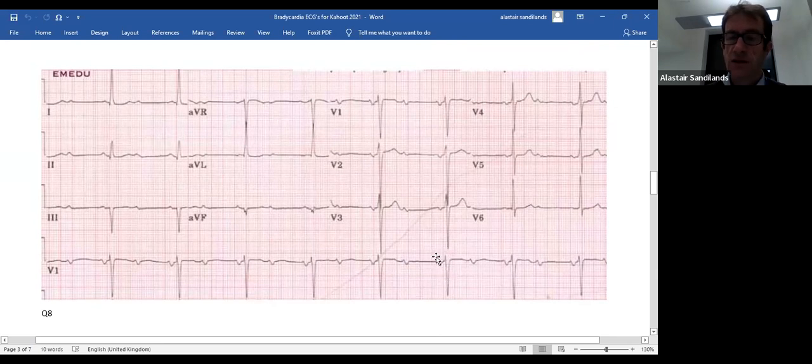Are there any P waves? Yes, it's a regular rhythm. Spacing between every QRS is the same, sorry. There are P waves. What is the relationship of the P waves to the QRS? There is 1, 2, and there's a QRS. 1, 2, QRS. 1, 2, QRS.